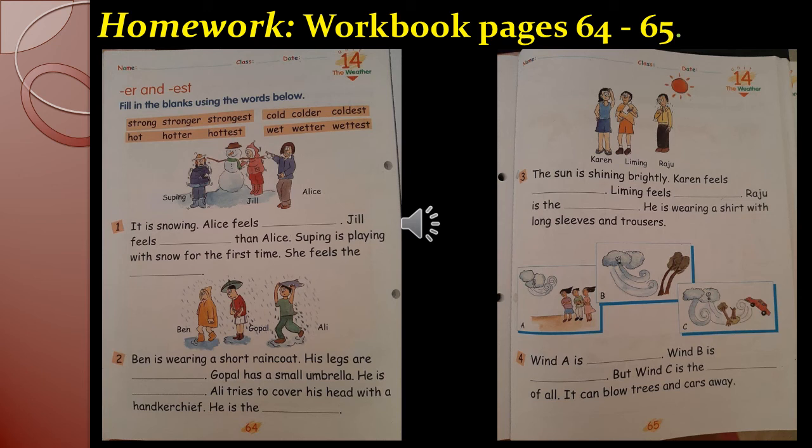Boys and girls, do you see how the first orange square has 3 words? Or the first orange rectangle, sorry. Strong, stronger, strongest. Under that, again, 1 orange rectangle, 3 words. Hot, hotter, hottest. And the same for the last 2. Cold, colder, coldest. And the last one, wet, wetter, and wettest.